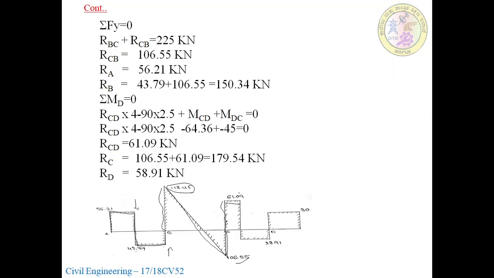So check what is the load here, maybe 90 minus 61.09, so we will get 28.91. Take the straight line and take the straight line. RD minus 28.91, you will get 30 here. Just join it. So this will be the procedure how to draw the shear force diagram.